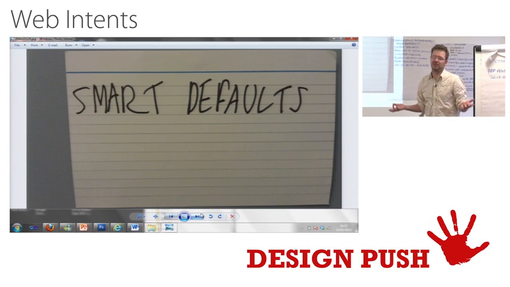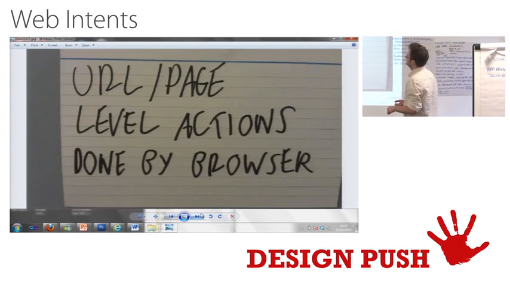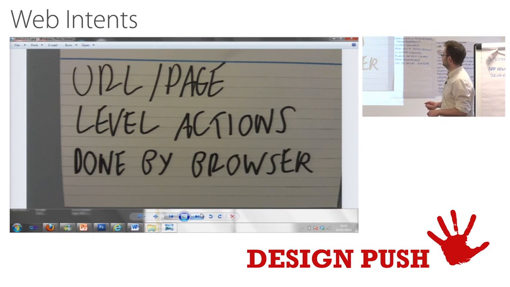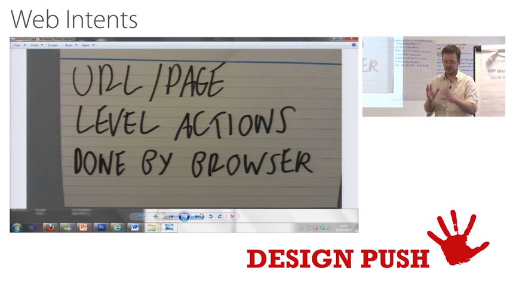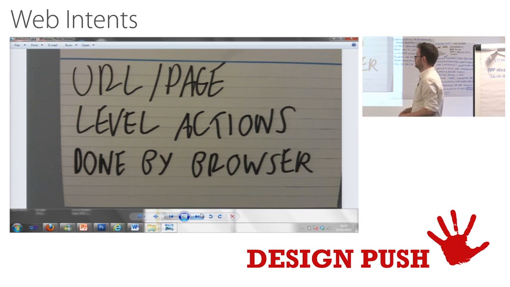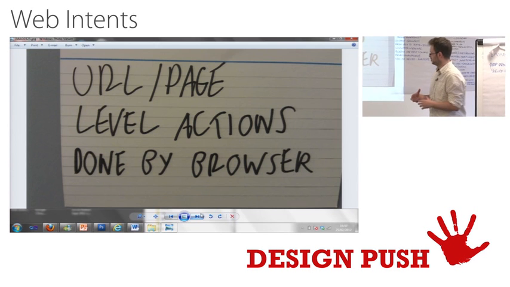Smart defaults, that's not really a specific design principle. We should all be doing that most of the time in our practice, so whatever. I've talked about it already: URL and page level actions done by the browser could be a strategy to resolve the question of whether this is a browser thing or a content publisher thing. So that's the principles that summarise the things we were thinking about, and then we've got a whole bunch of sketches.